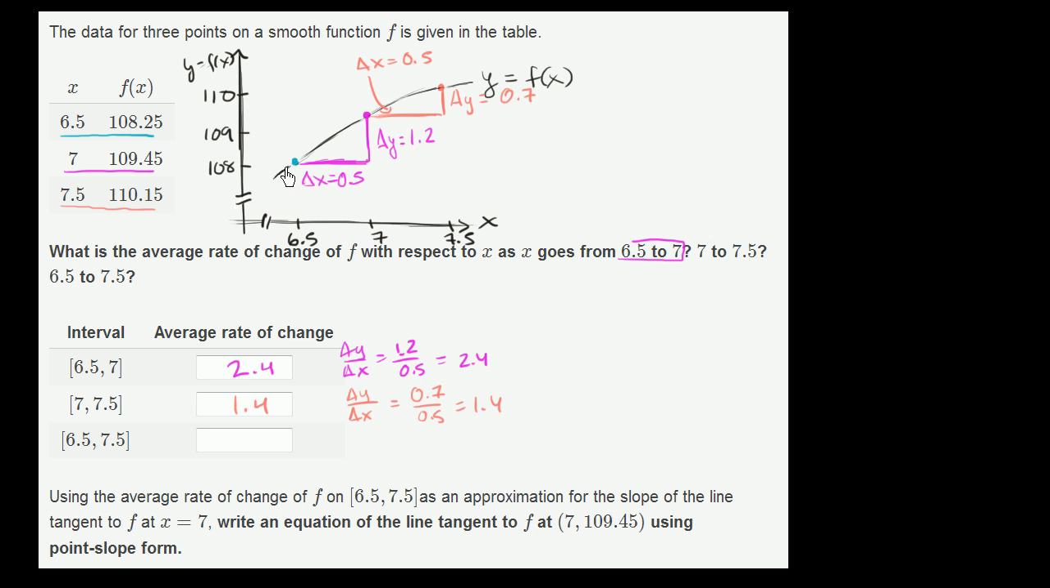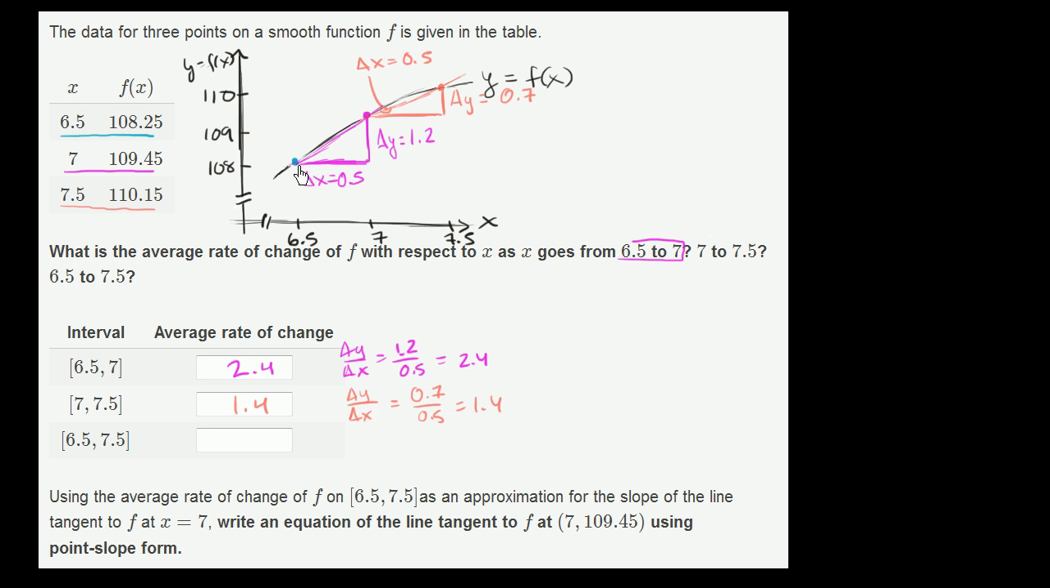So this one right over here, let me try my best to draw it. You can see it's steeper than the second one, than this secant line right over there. And now let's find the average rate of change over this interval, which is the same thing as the slope of the secant line between that point and that point.